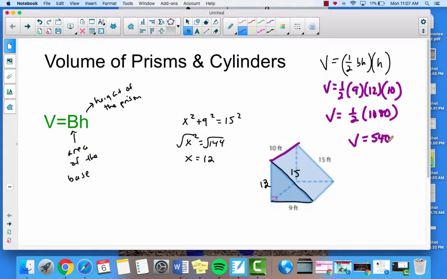Now, the major difference in terms of units between volume and area was always the units squared. Volume, because we're taking up more space, we're talking about more three-dimensional, this is going to be in feet cubed. Right, because now we're talking about the area of the bottom, which is two-dimensional, times the height, which would make it the three-dimensional. All right, so the volume here, 540 feet cubed.